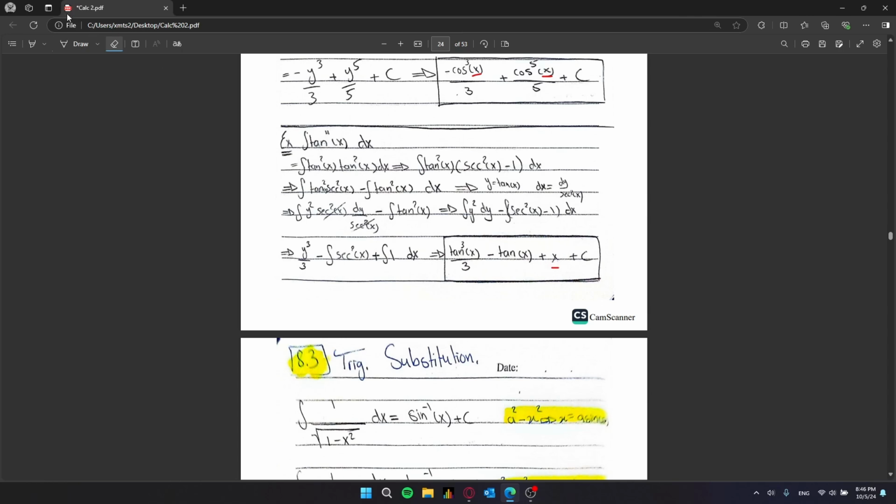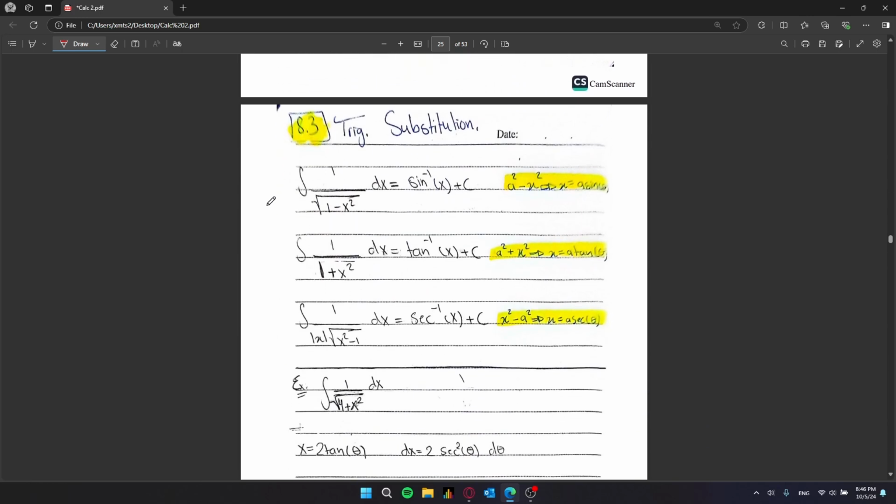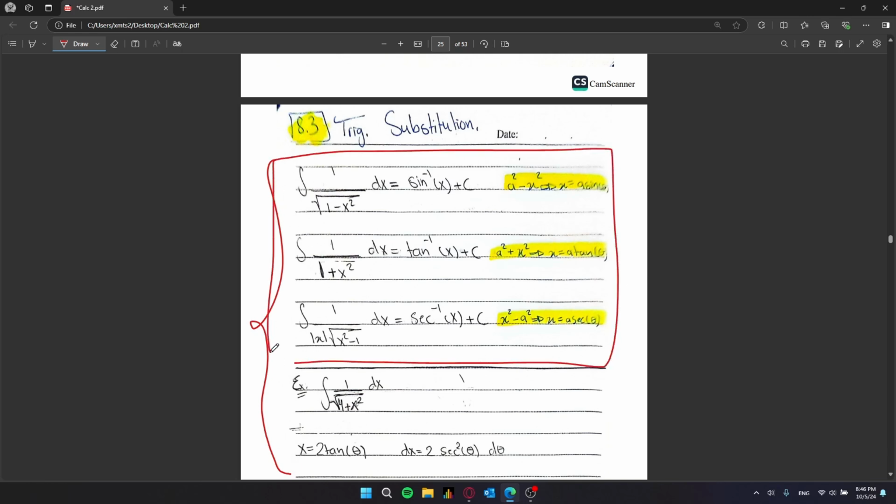Now with 8.3, let's see here. 8.3 is also more just math. It's just trigonometric substitution. It's the same concept. There is no real trick to it. There's no real cheat code to it. You just have to understand and prove why these are true. And once you have that, within a few question solves, you will be able to recognize them in a question and solve them accordingly.